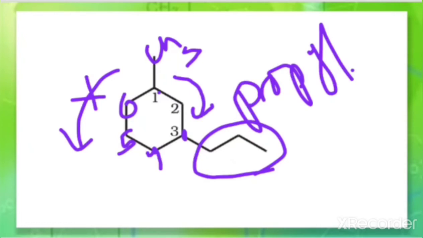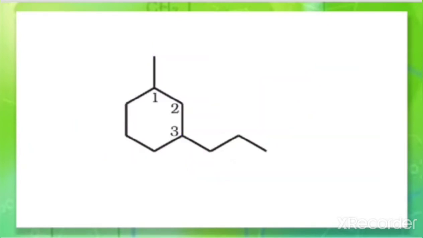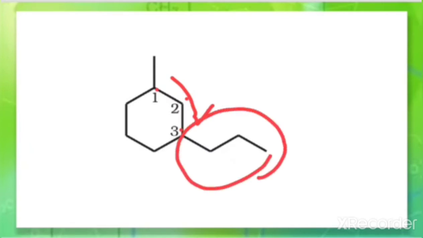But if we go in the anticlockwise direction, then after first this one will be 2nd, 3rd, 4th, 5th. Then this one is 6th. So the 5th position is what the propyl group gets. So it should not be done in this way. It should be done in the way where the substituent gets the minimum number. So what is the right way of numbering? After 1, the numbering should be done clockwise. So this one is the 3rd. So the propyl group is on the 3rd carbon and the methyl group is on the 1st carbon.